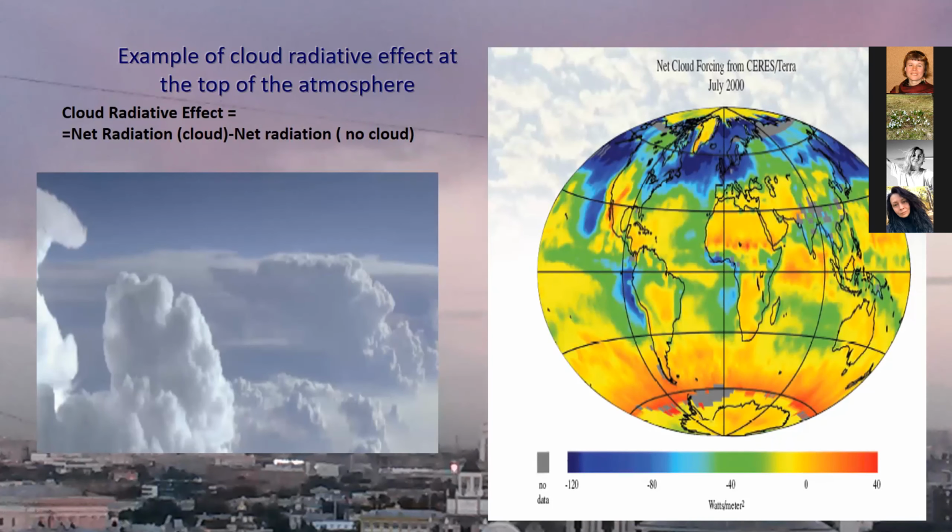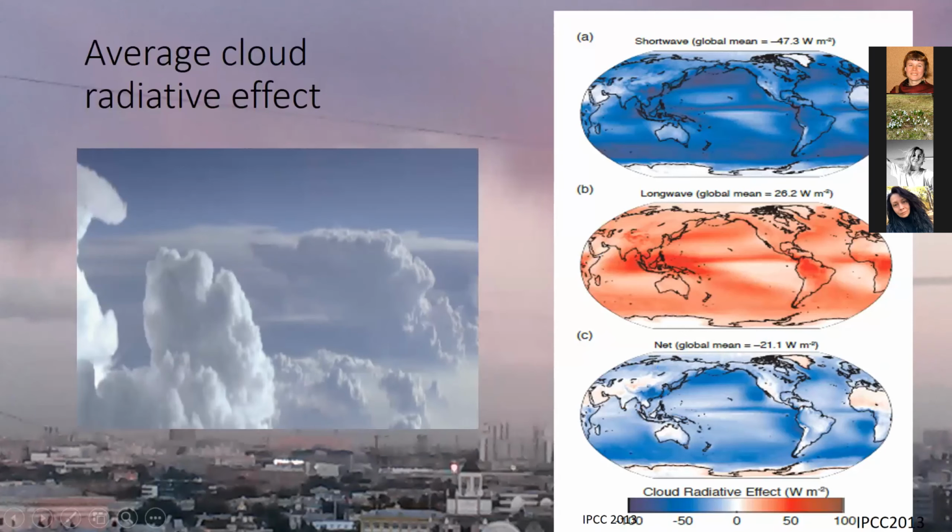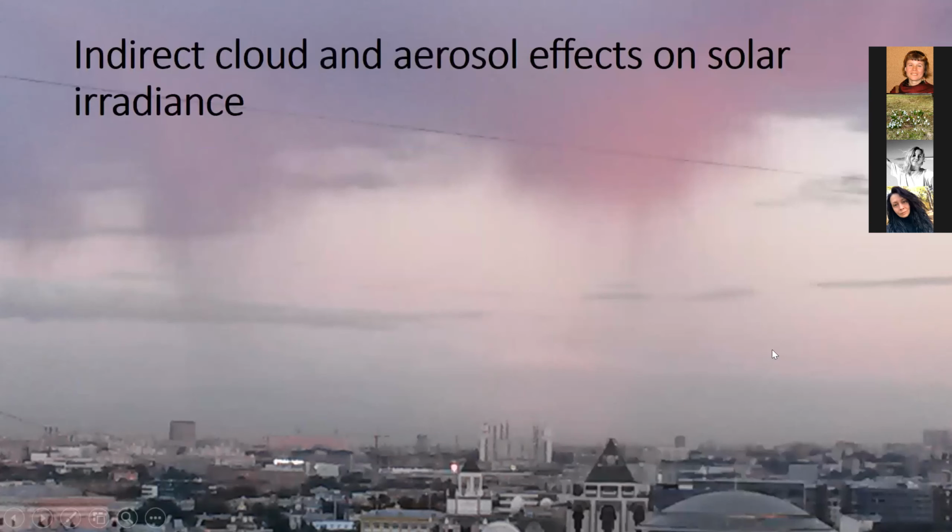Speaking about cloud radiative effect, it's the difference between the net radiation in cloud and no cloud conditions, and it can be of different sign depending on the surface, mainly for the shortwave radiation, as shown on the next slide. It is negative, and the global mean is about minus 47 watts per square meter. For longwave irradiance, it is positive due to the absorption by water vapor and some greenhouse processes, about 26 watts, but the net effect is negative due to the cloudiness.